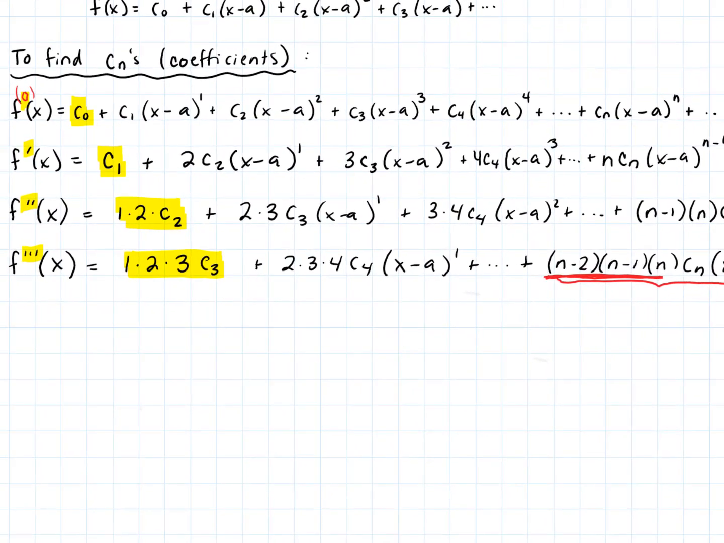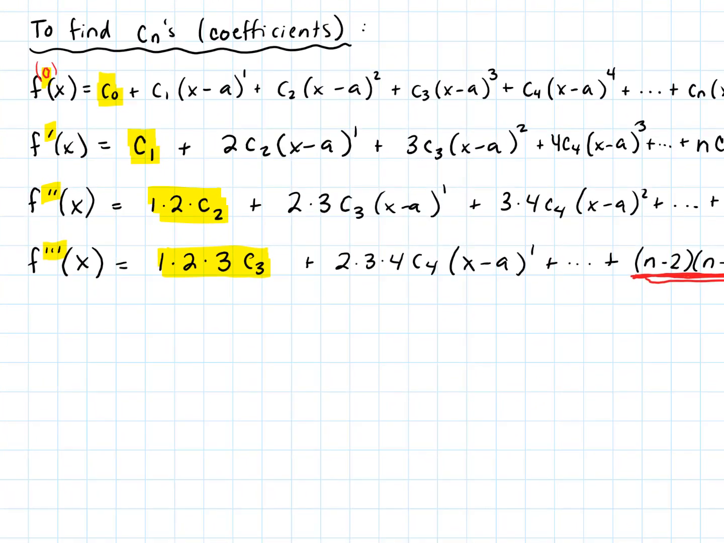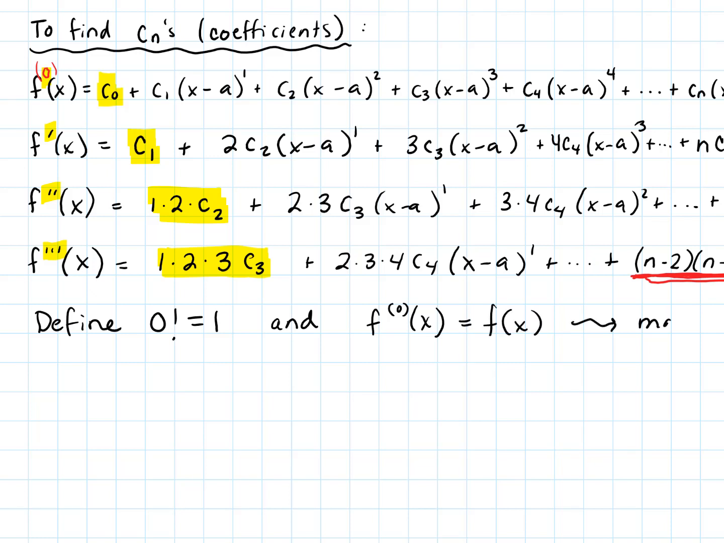So let's do this. Let me zoom in here. Actually, let's do this first. Before I do, let's define 0 factorial to be equal to 1. These are mathematical conventions, so we can do that, and I'm not just coming up with that definition out of nowhere. And f of 0, the 0th derivative of x, is actually equal to the function. Okay? So these are mathematical conventions.